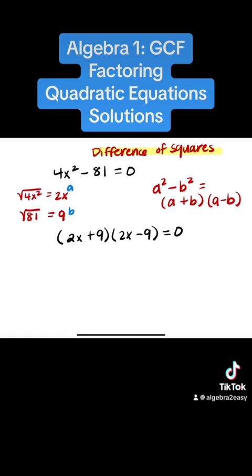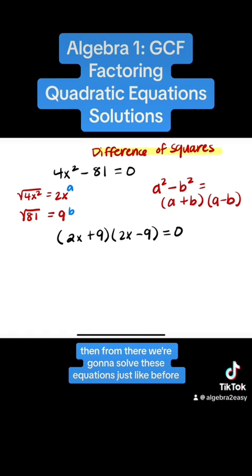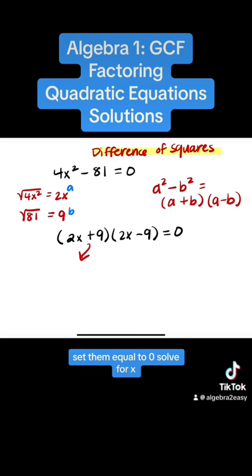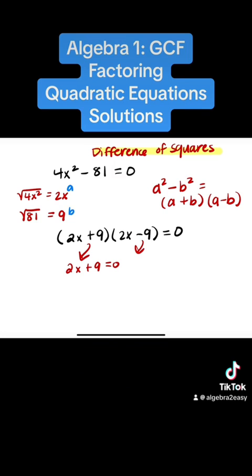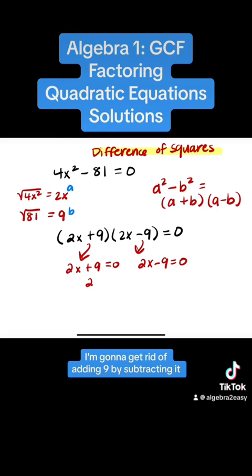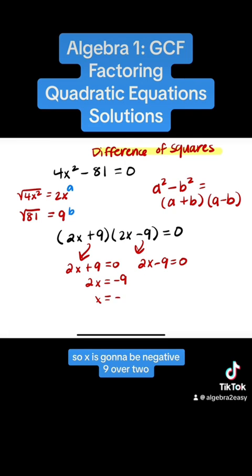Then from there, we're going to solve these equations just like before, set them equal to 0, solve for x. So the very first equation, I'm going to get rid of adding 9 by subtracting it. So I'm going to get negative 9 on that right side. And then last, I'm going to divide by 2. So x is going to be negative 9 over 2.